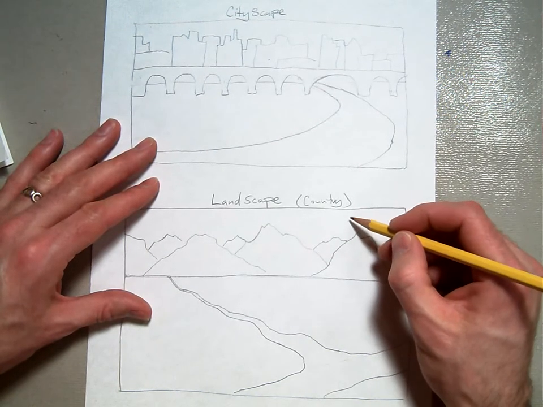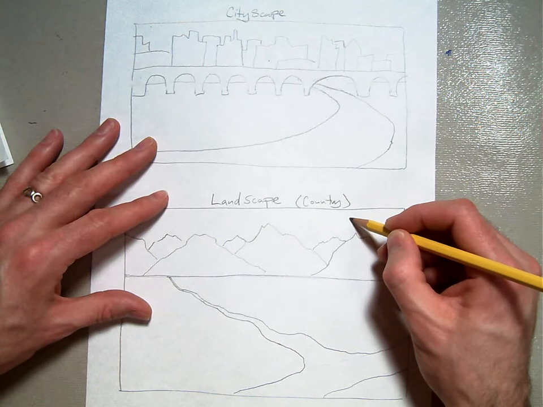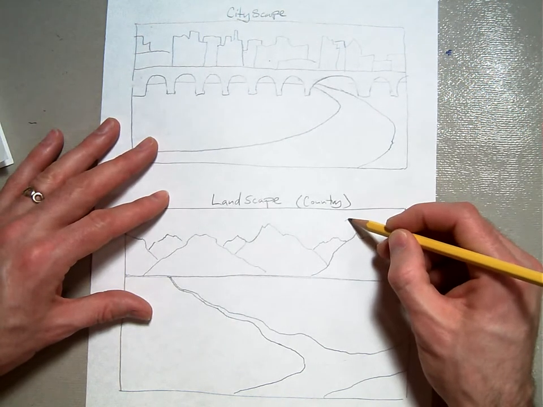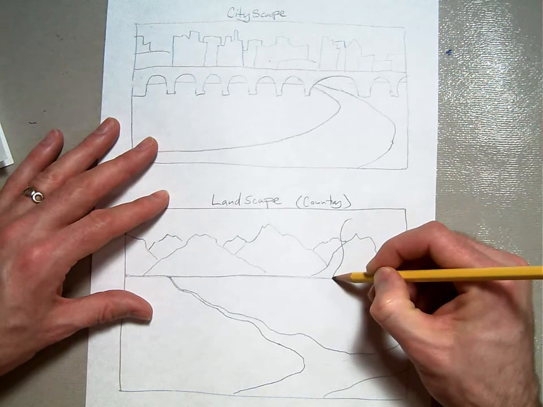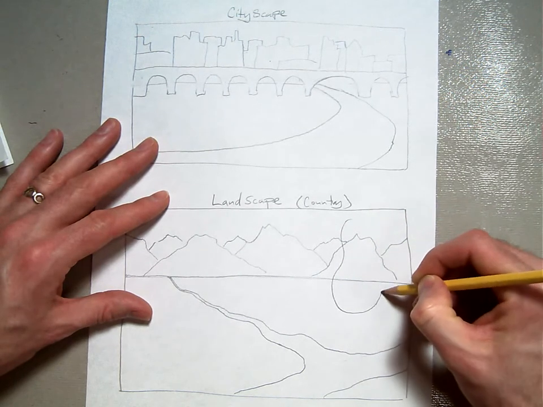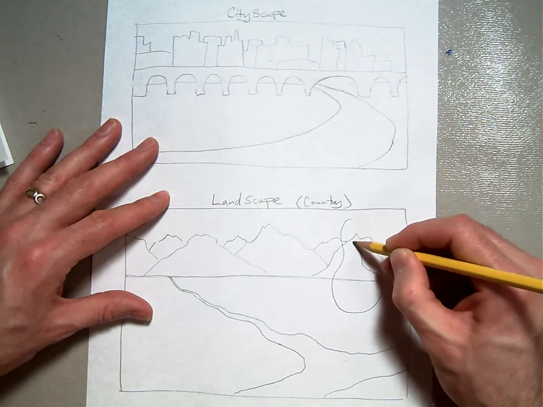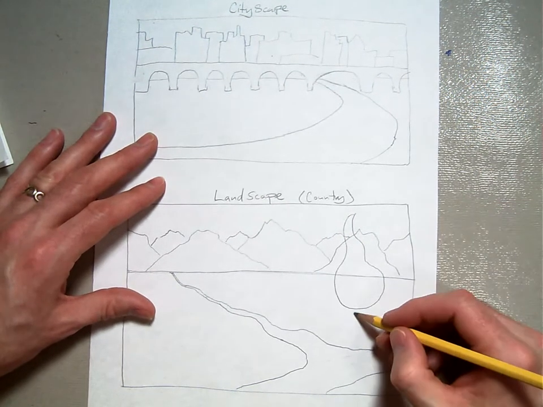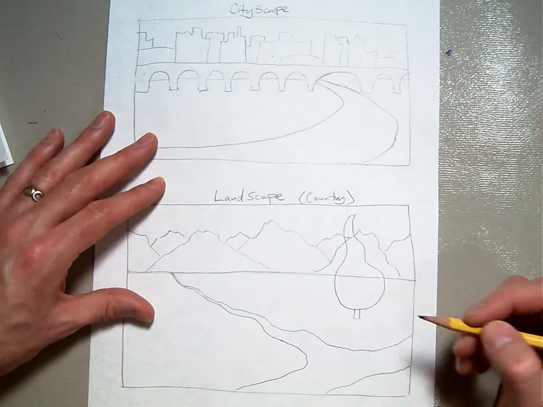I'm going to start above my mountains for my first two, three trees. I'm going to point it down and curve around at the bottom and curve back up at the top to kind of make like a teardrop shape. Okay, and then I'm going to put a little rectangle on the bottom for the trunk.